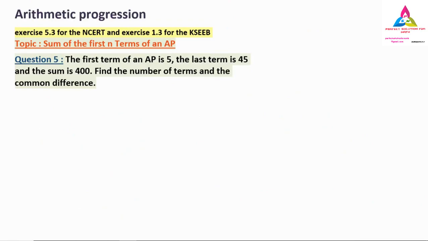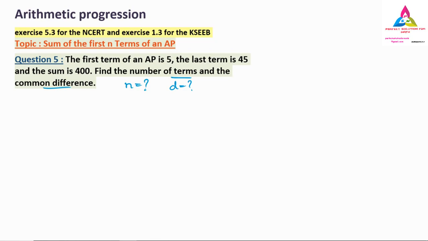Coming to the fifth question, here they have given that the first term of an AP is 5, the last term is 45, and the sum is 400. Find the number of terms and the common difference. Here the question is clear. They have told you to find two things: the number of terms, that is nothing but the n value, and the d value also. Remember these two things.